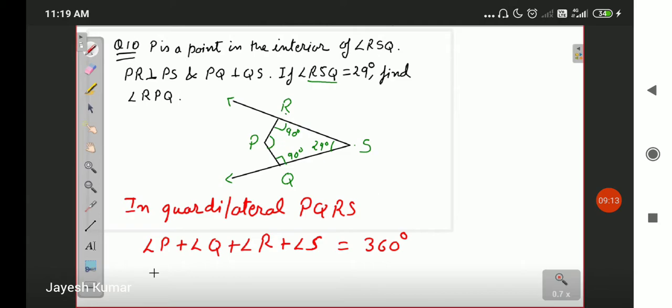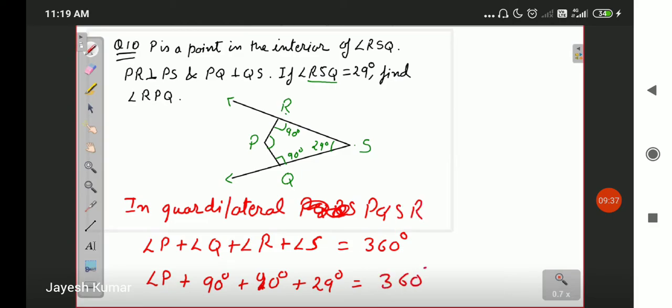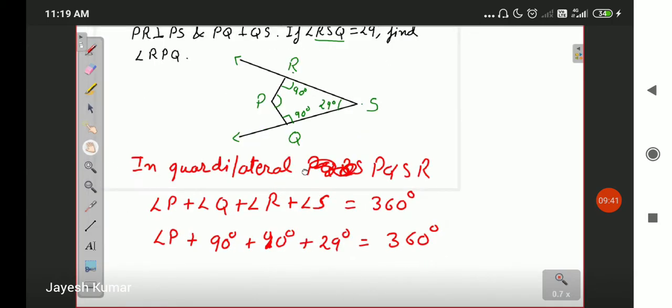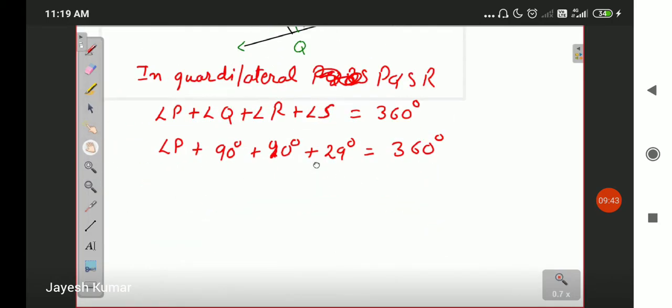Okay. Now we don't know the value of angle P, so angle P remains as it is. Angle Q is 90 degrees, angle R is again 90 degrees, and angle S is 29 degrees. So angle P plus 90 plus 90 plus 29 is equal to 360 degrees. That is what the diagram was utilized for. Now there is no need for the diagram.